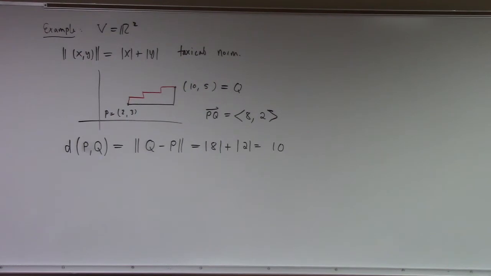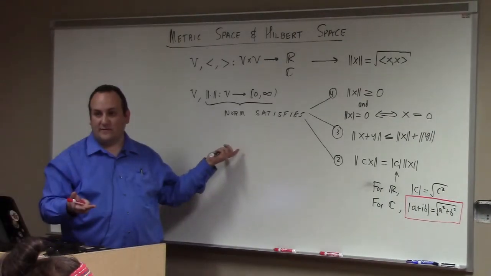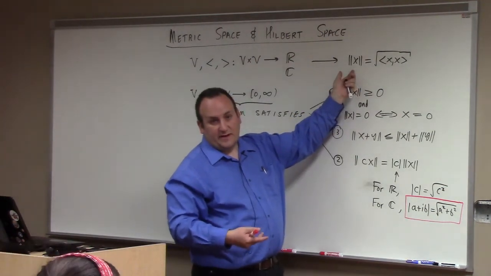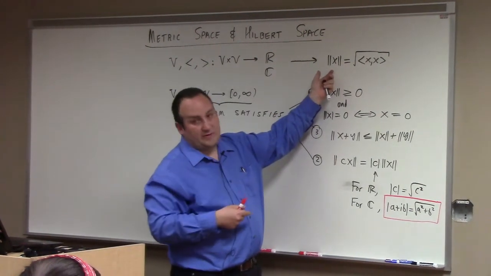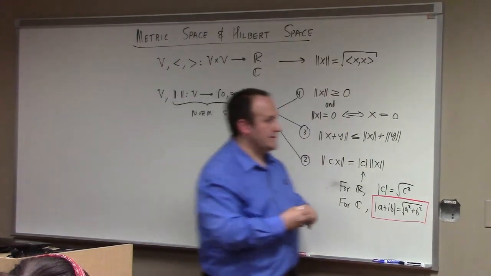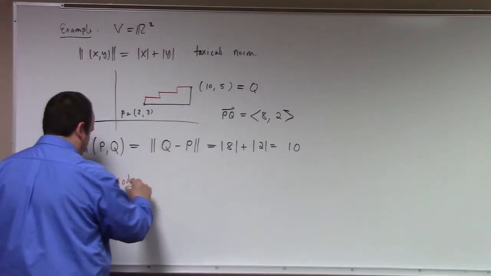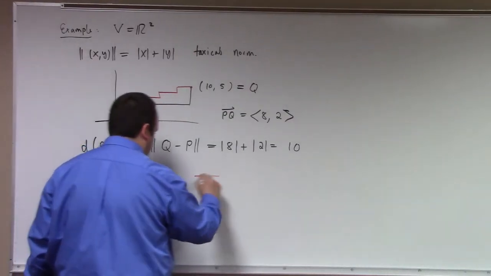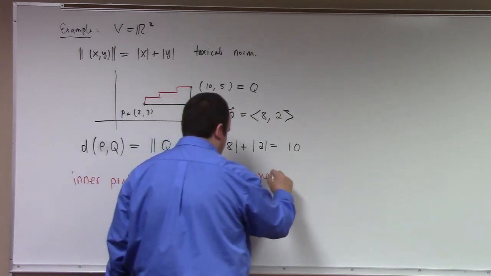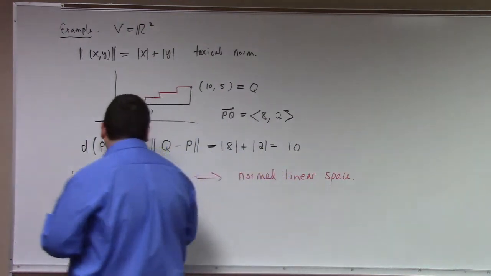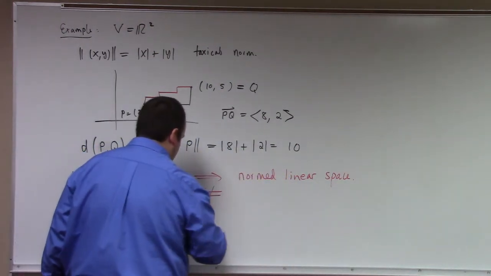But okay, so anyway, a vector space paired with a norm is called a normed linear space. Every inner product space is a normed linear space because you can always induce a norm from an inner product, but the converse is not true. Not every normed linear space is an inner product space. So again, inner product space implies normed linear space. But the other way, not generally true.